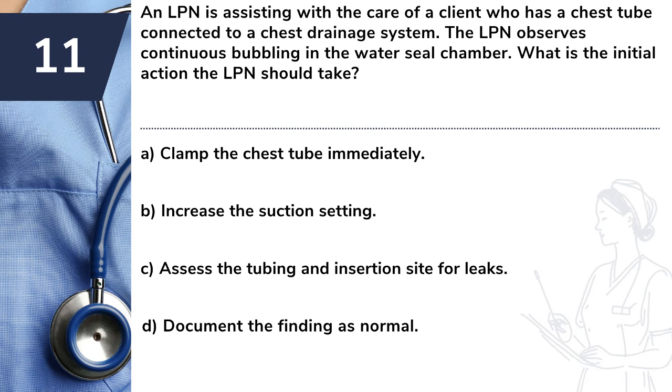Question 11. An LPN is assisting with the care of a client who has a chest tube connected to a chest drainage system. The LPN observes continuous bubbling in the water seal chamber. What is the initial action the LPN should take? A. Clamp the chest tube immediately. B. Increase the suction setting. C. Assess the tubing and insertion site for leaks. D. Document the finding as normal.